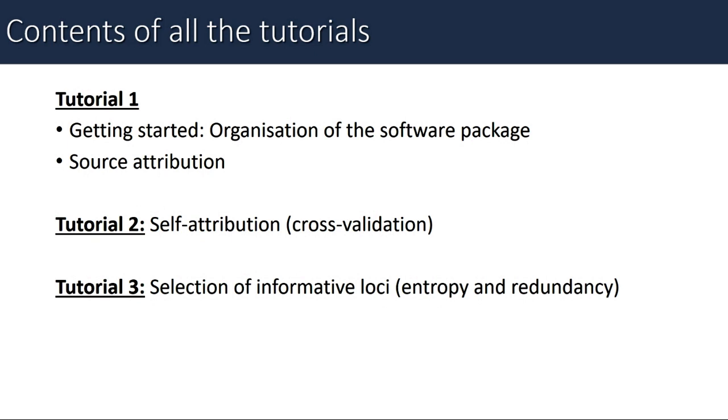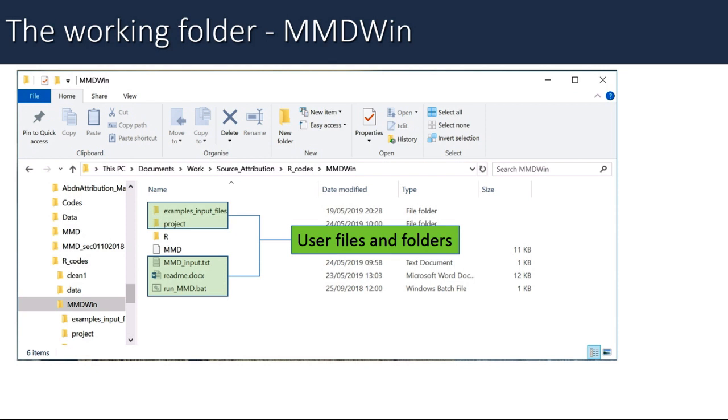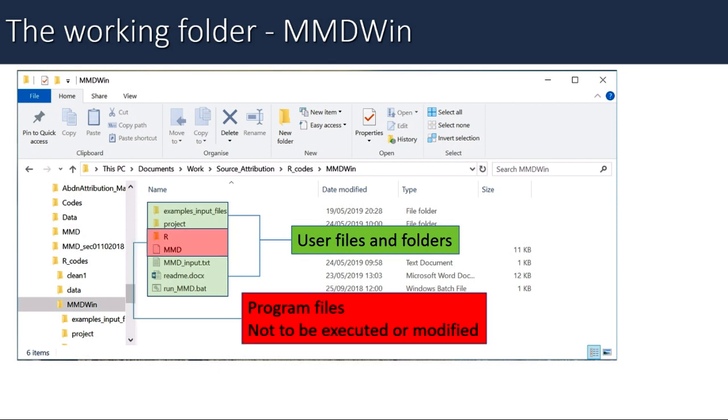Once the zip file has been extracted, you should see the working space of the program, which contains all you need to run it. These are the files and folders that contain the data and settings to run the program, and these contain program files that should not be removed or modified.